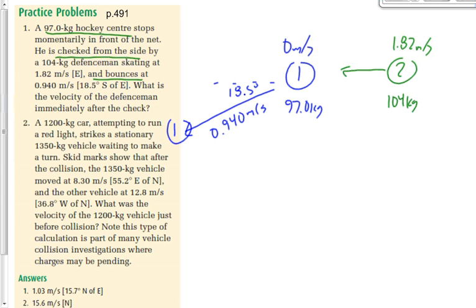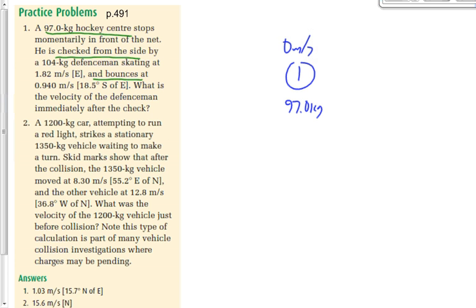Yeah. What do I have here? Oh, yeah. I've got this drawn the wrong way then, right? Yeah, you're right. Absolutely right. So we've got guy number two going this way, right? At 0.940 meters per second.